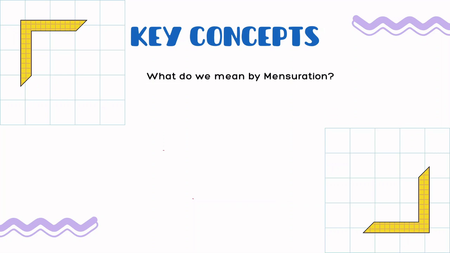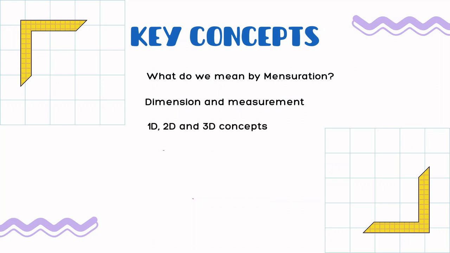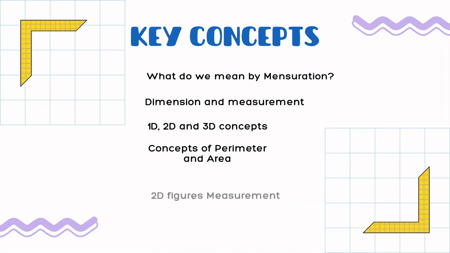First, we will discuss what we mean by mensuration. Next, there will be the concept of dimension and measurement. Next, we will clear up the concept of 1D, 2D and 3D figures. Next, we will dive into perimeter and area. And next, we will take examples of different types of figures and how to do measurement on them.